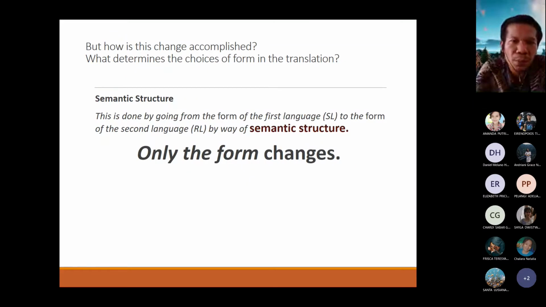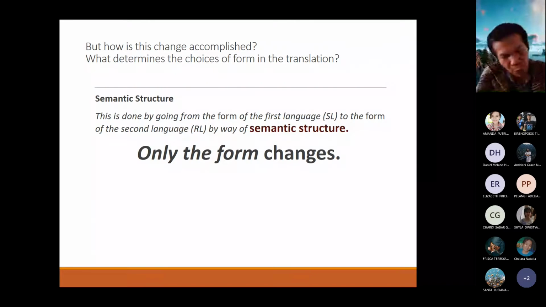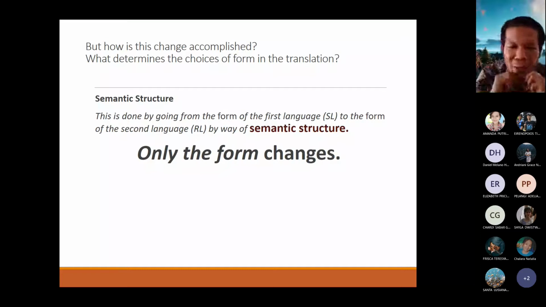In semantic structure, how is this change accomplished? What determines the choices of form in translation? While we are learning about semantic structure, we have to study the connotative and denotative meaning. They are very different, because denotation and connotation mean that they have primary and secondary meaning, as I told you just now. So we have to learn also about semantics while we are studying translation.